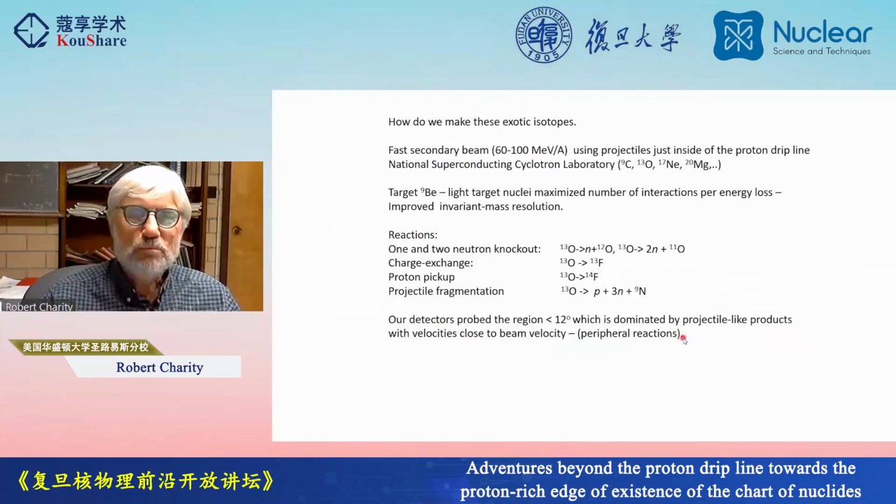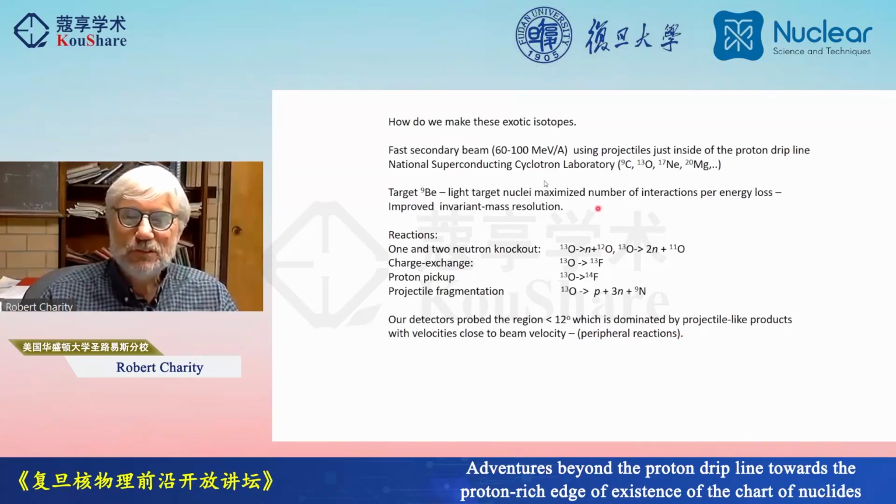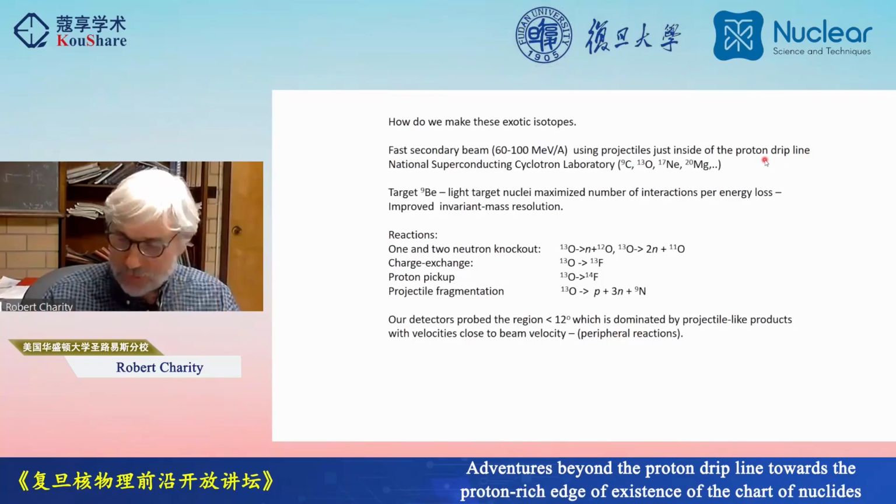How do we make these exotic isotopes? Well, we start with sparse secondary beams. All the data is from the National Superconducting Cyclotron Laboratory, these coupled cyclotrons. This laboratory is now FRIB, and with FRIB we could do higher energy beams. We have some approved experiments, but haven't done them yet. We start with projectiles just inside the proton drip line, as far as we can get in terms of proton richness and still be stable, and so get it through the accelerator. Some examples of the beams we have: carbon-9, oxygen-13, neon-17, and magnesium-20.